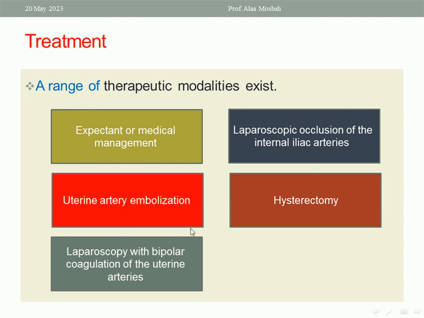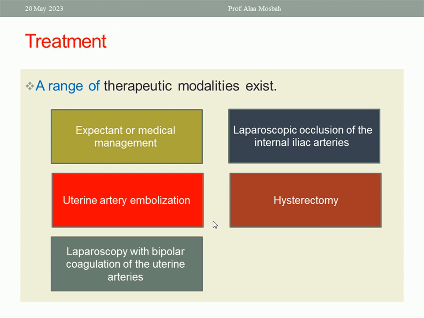For many years, hysterectomy and uterine artery embolization carry the major role in the management. Of course, uterine artery embolization is less invasive than surgical hysterectomy and is also used to preserve the uterus if the patient wants to preserve her fertility. So uterine artery embolization is used more frequently than other lines of treatment.